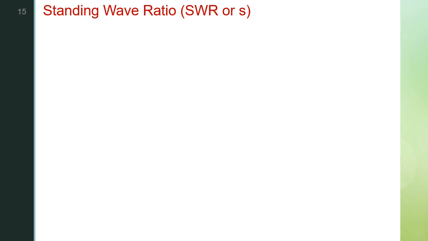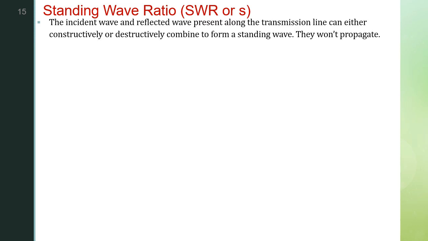So the next term which we need to consider is the standing wave ratio. So when you consider the incident and reflected wave, it is both traveling along the transmission line. So when these both waves travel along the transmission line, they can constructively or destructively interfere so as to form what is called as a standing wave. Standing wave is something which is stationary and it won't propagate.